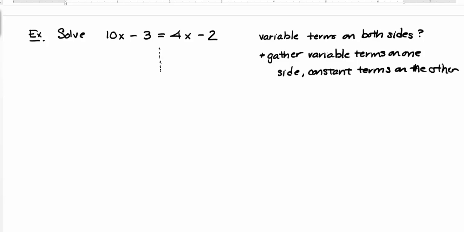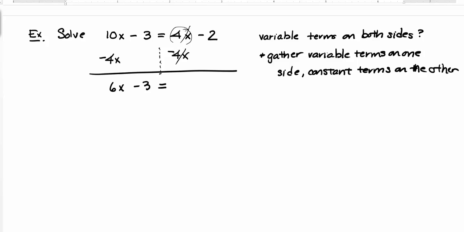Again, once I'm starting to move across the equal sign, let's say I want to get all my x terms to the left. Well, that means I want to get rid of this x term here. So this is a positive, so I'm going to take it away by subtracting it. So I'm going to subtract it on this side as well. And I'm left with 6x minus 3. 4x minus 4x goes away. I still have my equal sign, negative 2.